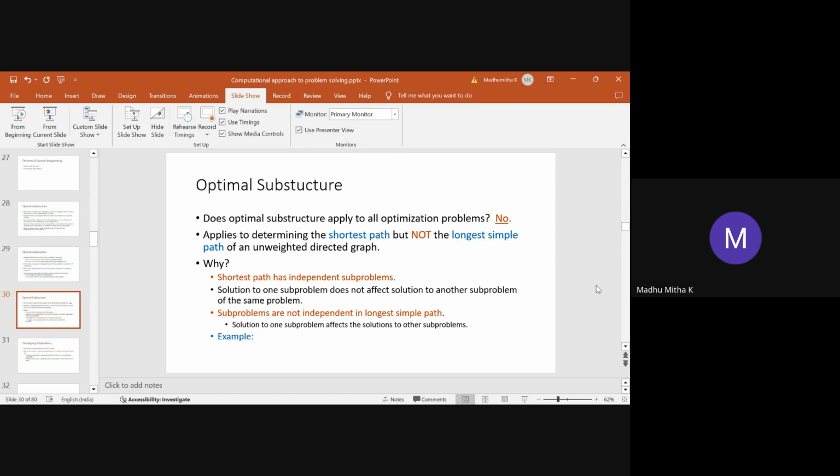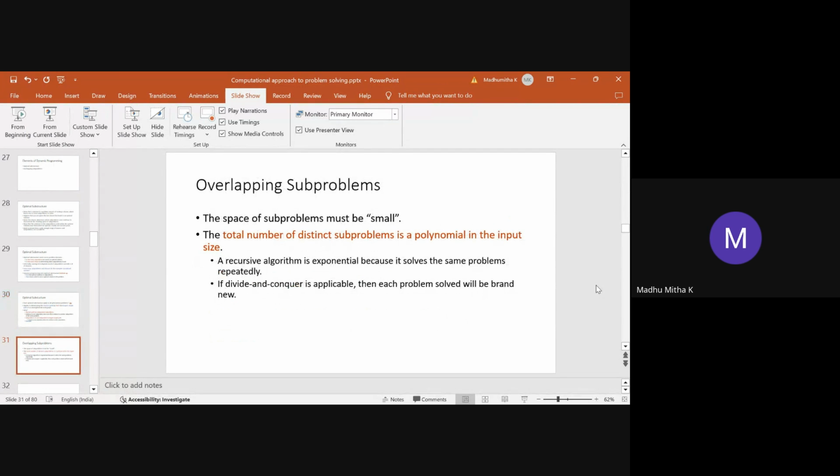So why we have to use this is, shortest path is always an independent subproblem. So the solution to a subproblem does not affect any other subproblems of the problem. So the solution of one problem should not affect the other to find the optimal solutions. So as I said, divide and conquer and recursive algorithm is a very good example for this overlapping subproblem.